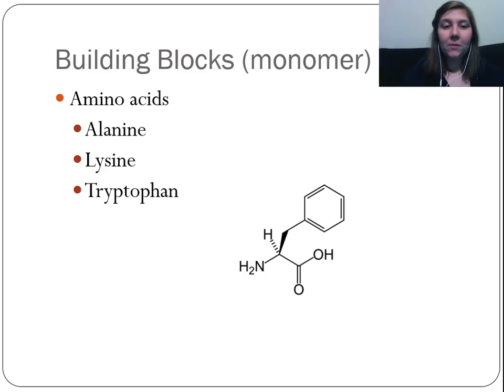The building blocks of protein are amino acids. So our monomer of protein is an amino acid. Here are a couple of examples: alanine, lysine, tryptophan. All amino acids have a basic structure, which you see on the bottom of the picture here. And then each amino acid is going to have a different side chain, which is that ring in this specific example. And that is going to vary and alter how a protein will fold and interact and carry out its job.